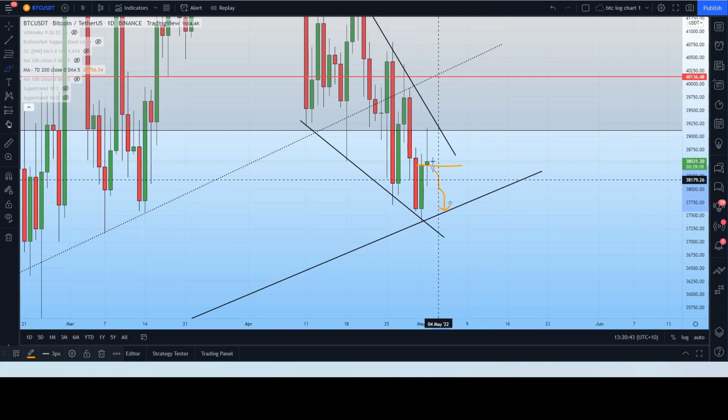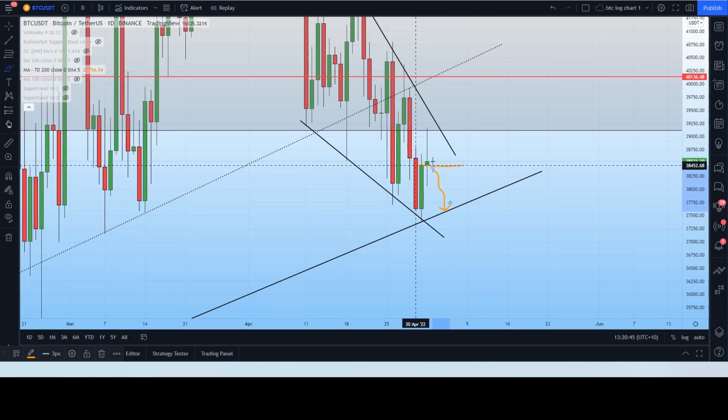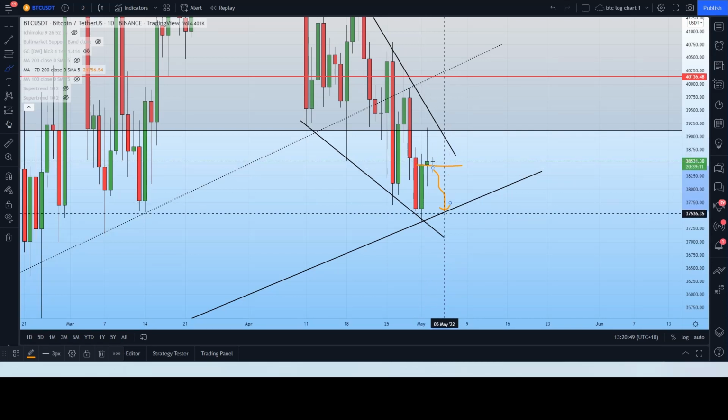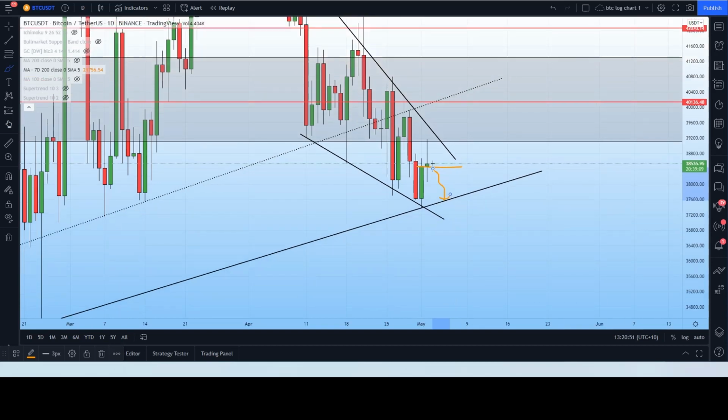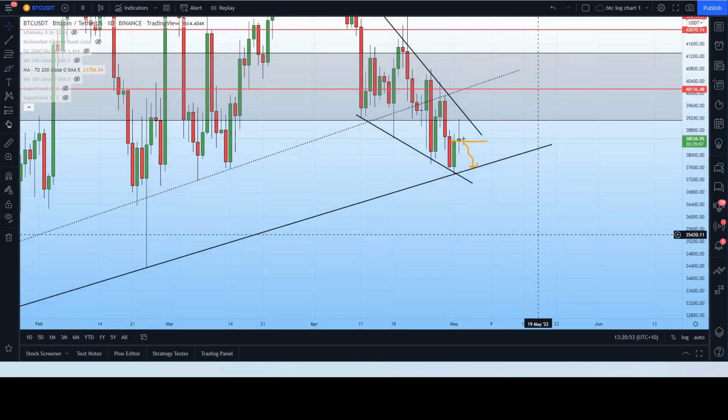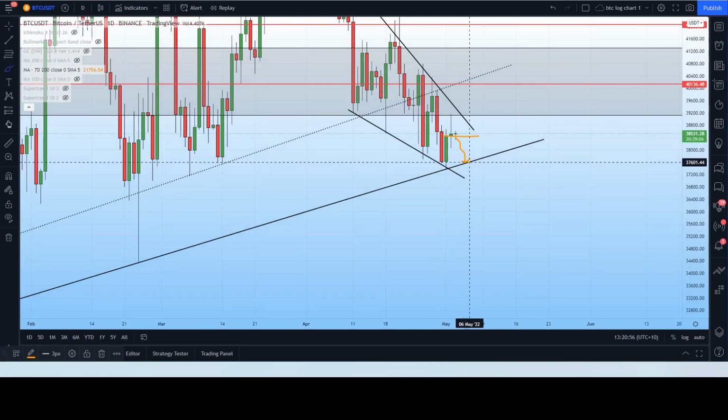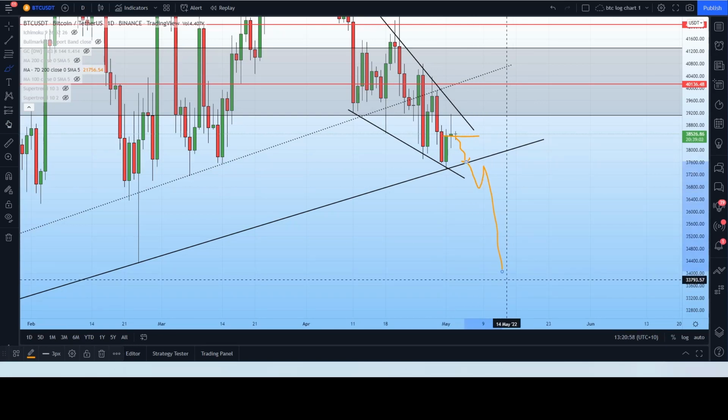In the short term, if we get a daily close below the base or the opening price of this previous candle, we can expect a move back towards the $37,000 range. And we already know what happens there, guys. That is a super strong support. If we lose that level, we're in a lot of trouble.